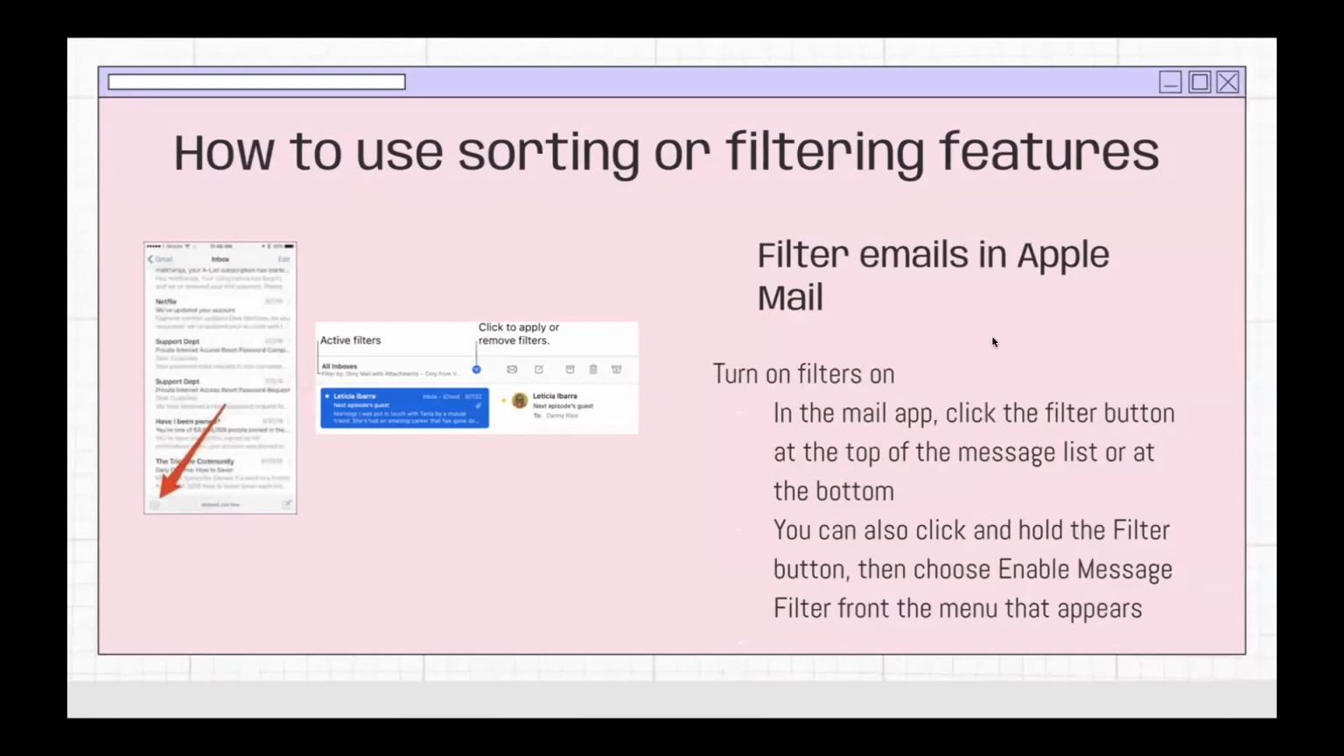Okay, and filtering emails in Apple Mail. Turn on filters. In the Mail app, click the filter button at the top of the message list or at the bottom. You can also click and hold the filter button, then choose Enable Message Filter from the menu that appears.